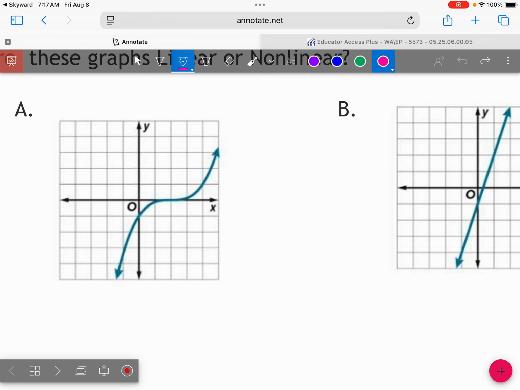Ooh, chunky pen. Holy cow. Let's try that again. So this one is non-linear. Okay, I'm just going to put NL because I am lazy. I fully support abbreviating as long as it's clear. Don't put L for both of them.